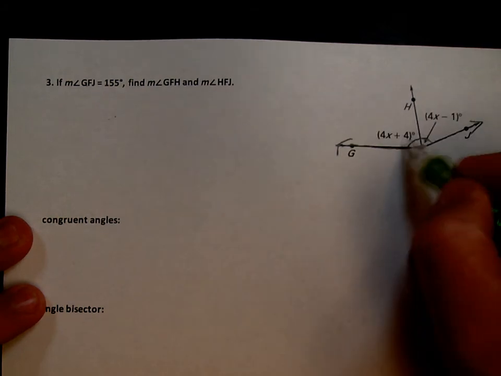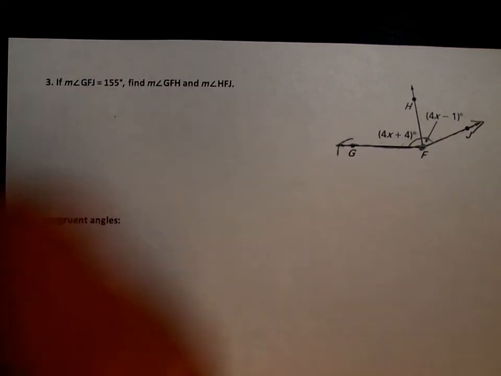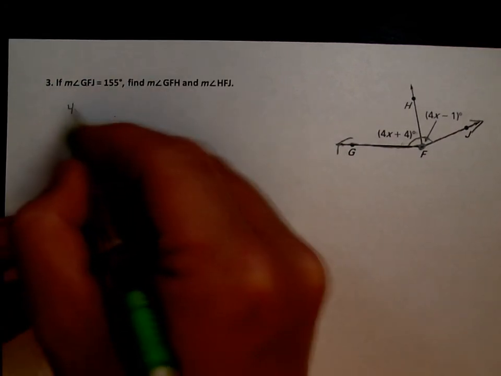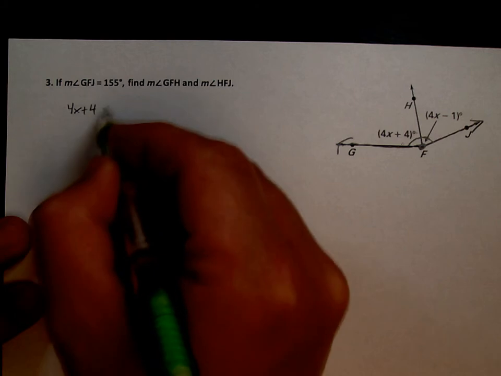But I see that it's made up of two smaller pieces, this piece, this piece. Well, that angle addition postulate says take those two smaller pieces and add them together.